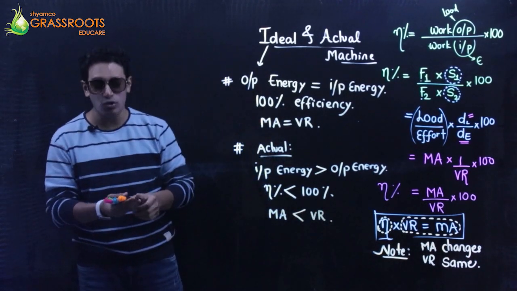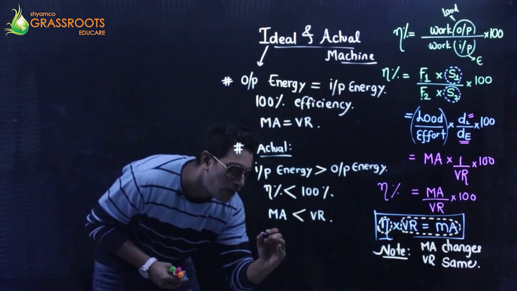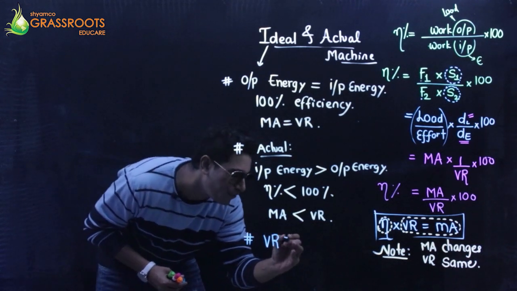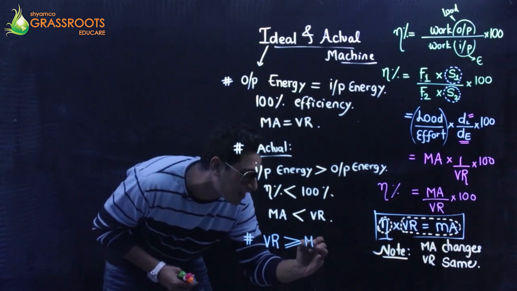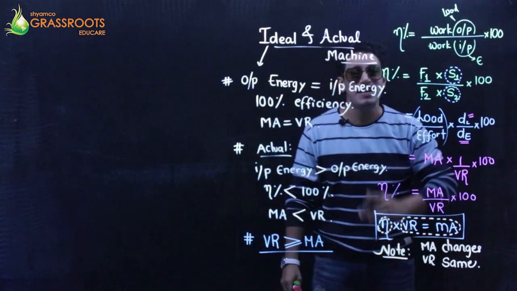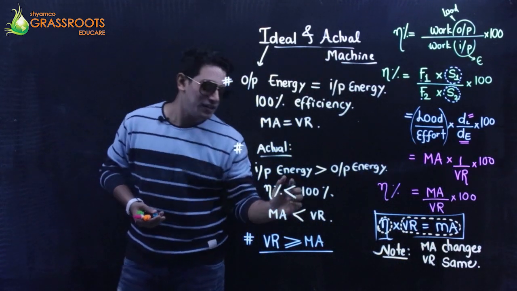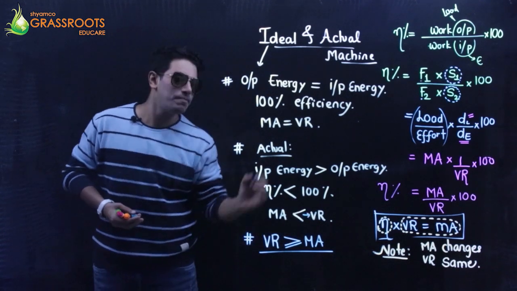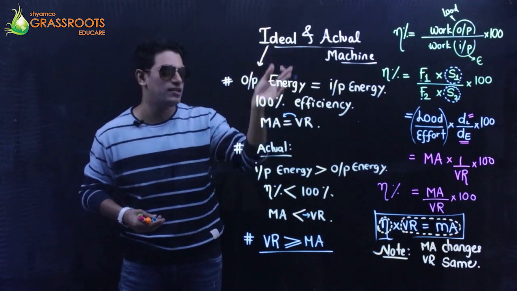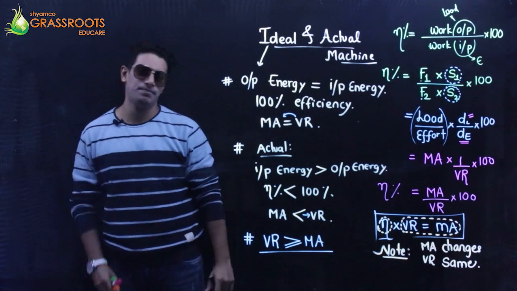So from here, I can always claim, it's a give reason: velocity ratio is always greater than or equal to the mechanical advantage. Velocity ratio can never ever be less than the mechanical advantage. We just saw either velocity ratio is greater or velocity ratio is equal, but that's also for an ideal machine. For an actual machine, VR will overrule.